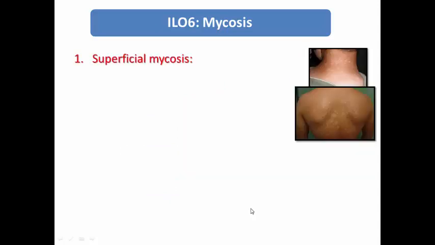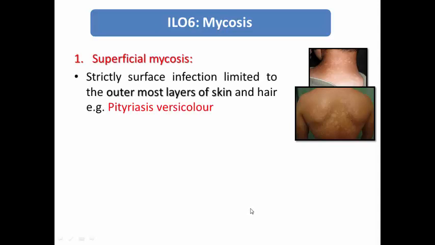The first form of mycosis is superficial mycosis. It affects only the outermost layer of skin and hair. Superficial, okay? Strictly superficial infection limited to the outermost layer of skin and hair. An example is Pityriasis versicolor. I know the names are a little bit difficult, but you should remember it. This is a typical Pityriasis versicolor infection.